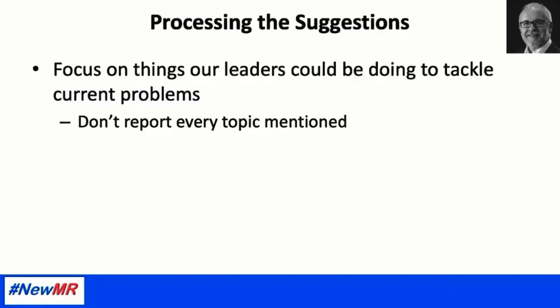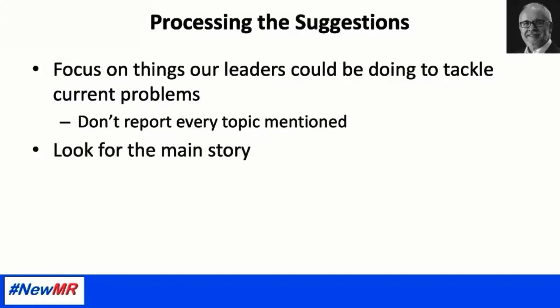One of the things that I would always say is, when you're reading the open ends, focus on things the leaders could be doing to tackle current problems. We're not going to report every topic mentioned. Some people just talked about how we should not show significance, or we should do sampling in this particular way, because this is a really important topic to them. It didn't answer the question. It's not part of the story that we are going to be talking about in terms of what our leaders should be doing to tackle the problems faced by people in our industry caused by the pandemic crisis.